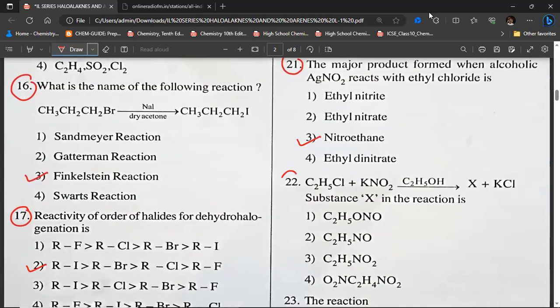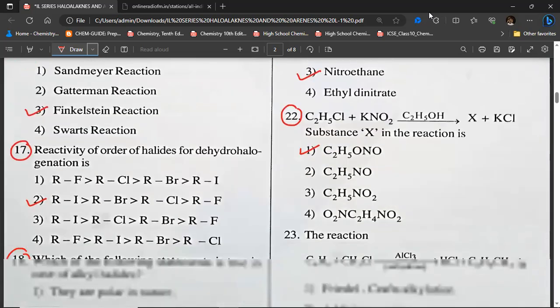Next, 22nd question. Ethyl chloride with KNO2. Here we have nitrite, that is ONO, which is the right answer for this 22nd question.